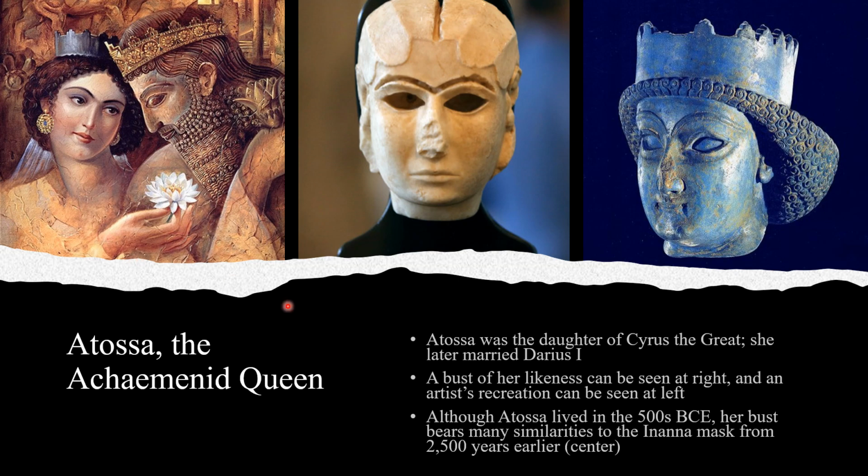Although she lived in the 500s BCE, Atossa's bust bears many similarities to the Inanna mask from over 2,500 years earlier, seen in the center. You notice some of the similarities in the forehead and eyes.